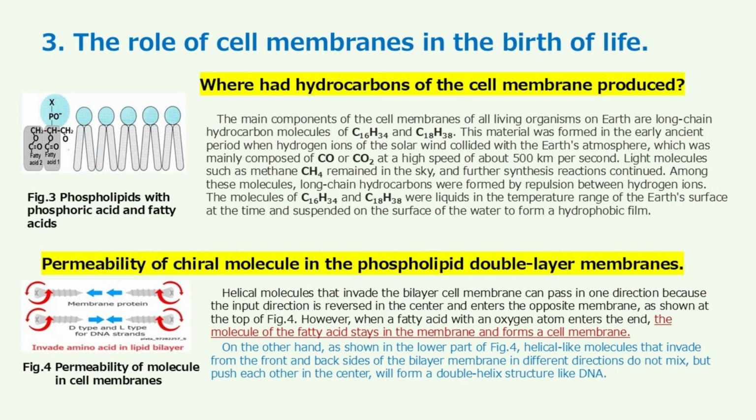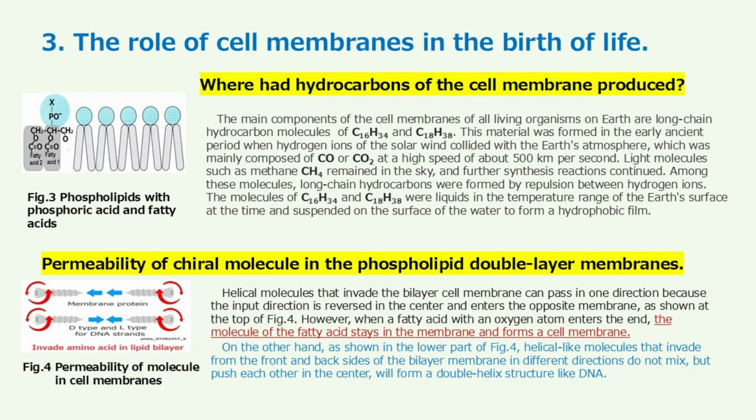The role of cell membranes in the birth of life. Where had the hydrocarbons of the cell membrane been produced? The main components of the cell membranes of all living organisms on Earth are long-chain hydrocarbon molecules of C16H34 and C18H38. This material was formed in the early ancient period when hydrogen ions of the solar wind collided with the Earth's atmosphere, which was mainly composed of CO or CO2, at a high speed of about 500 km per second.